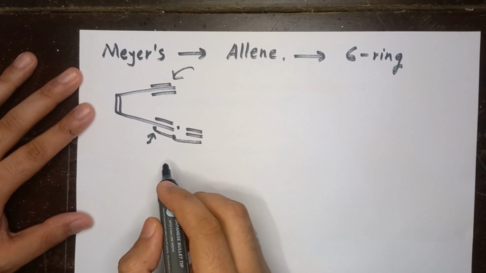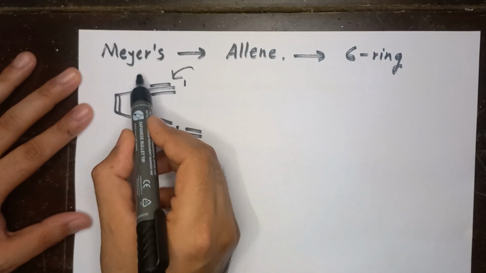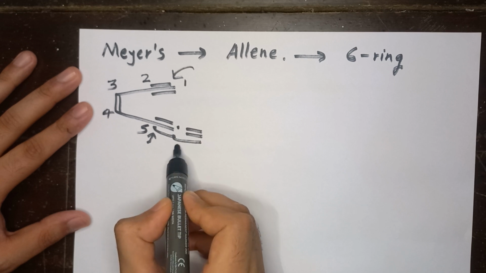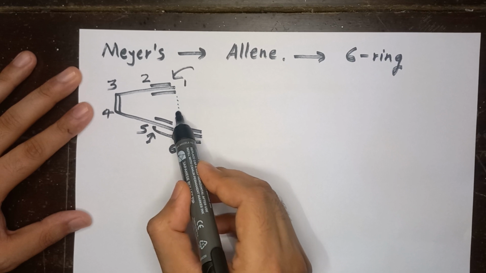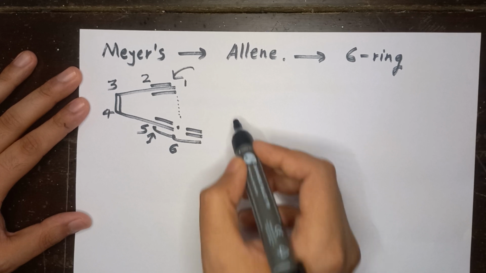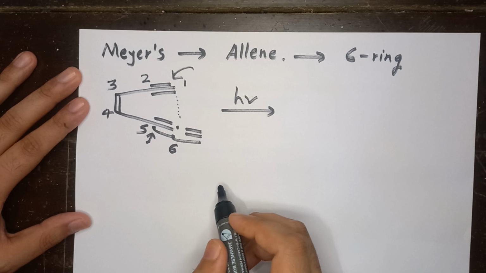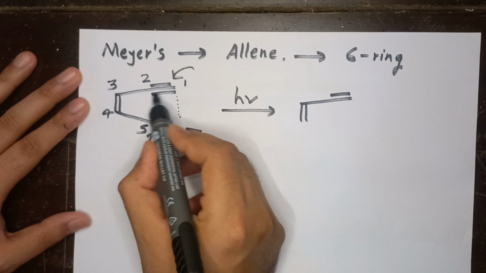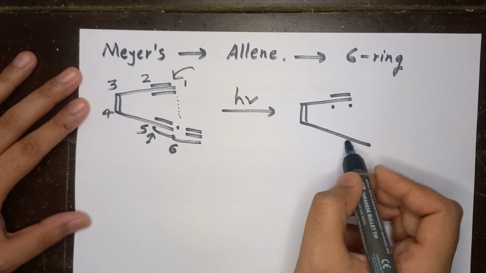So this is a Myers cyclization. And we are still going to form a 6-membered ring. So let's number. This is 1, 2, 3, 4, 5, and this carbon right here is 6. So we have some idea that these two are going to be connected. So let's draw the mechanism when a light falls on it. When a light falls on it, this triple bond, so we have a single bond here which represents 2 electrons. And we have an allene, right?